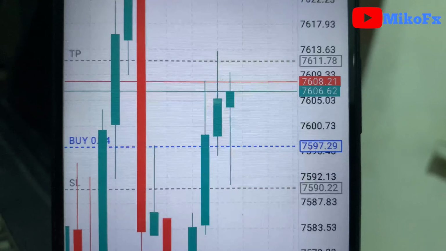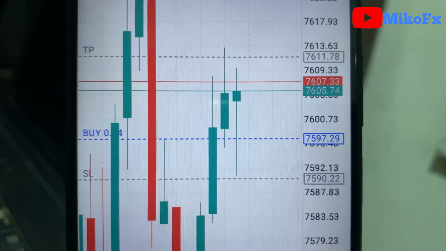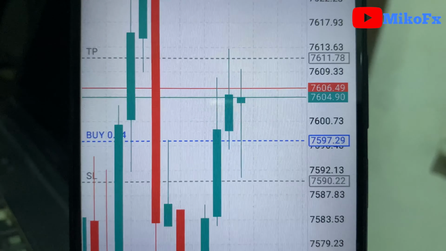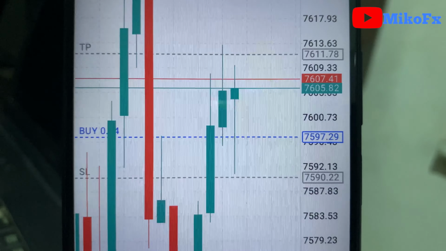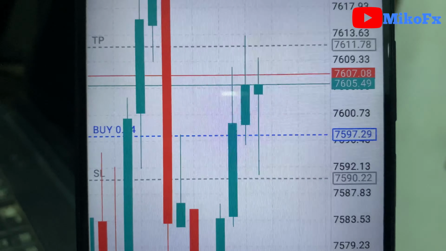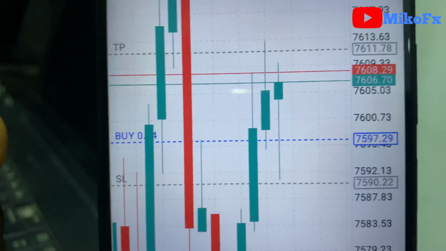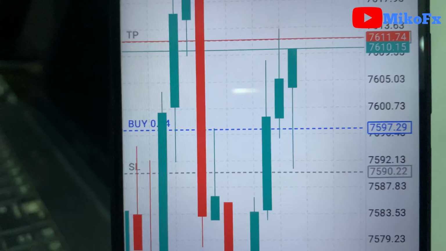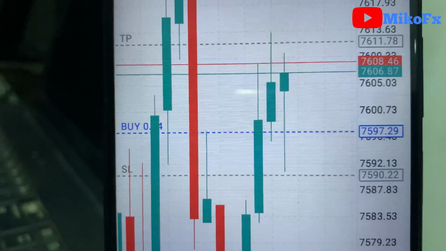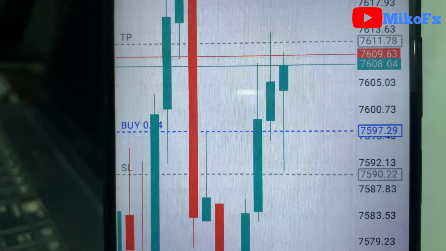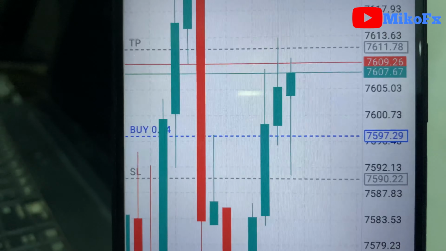Remember, always use stop loss and take profit. That way, you'll be able to lose exactly the amount you want to lose. If I want to lose only $1 on this trade, then there's every need to use a stop loss. That way I'll lose exactly $1. So let's see how the trade goes. I'll continue with this video when it either hits my TP or my stop loss.